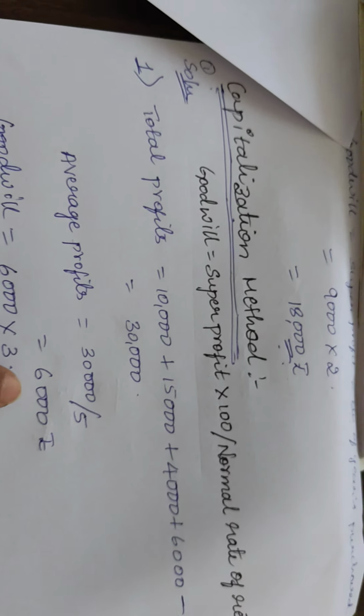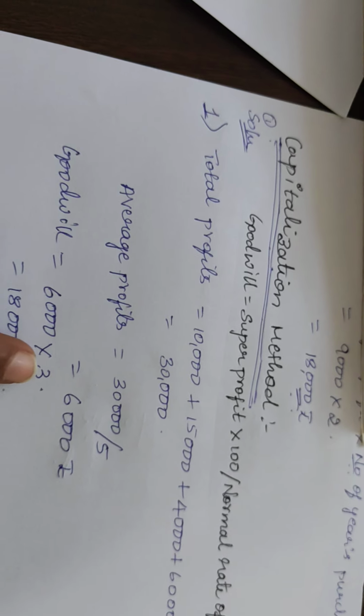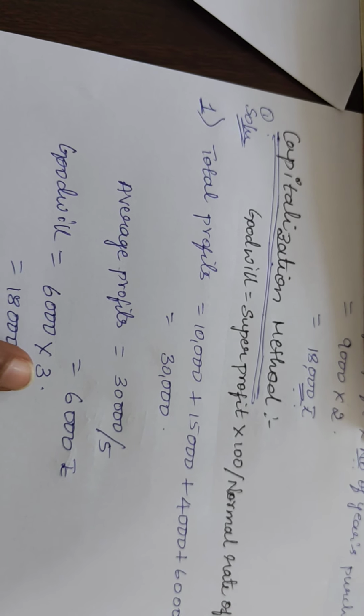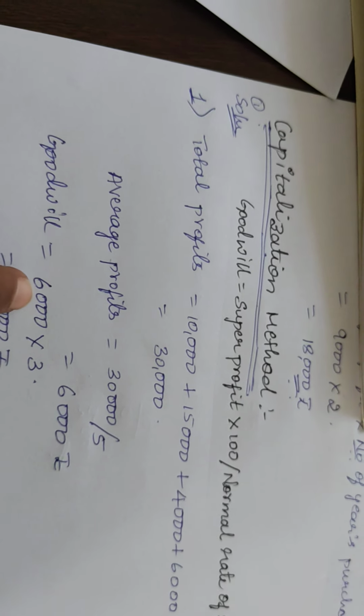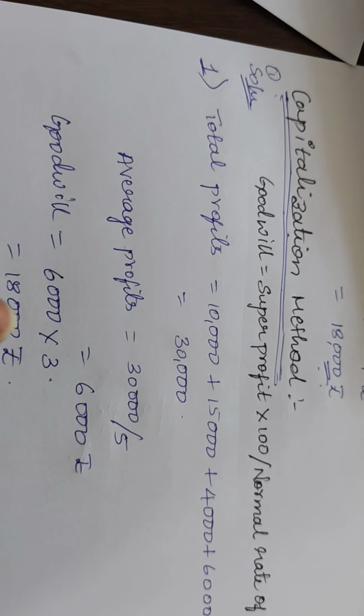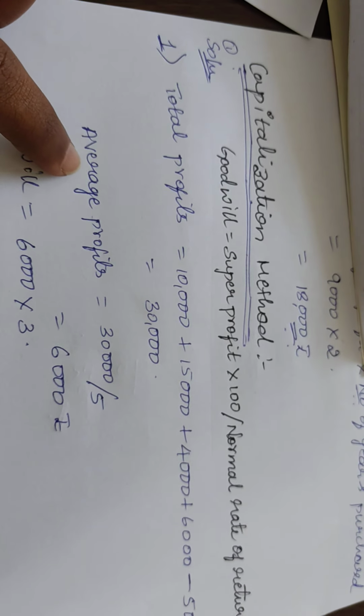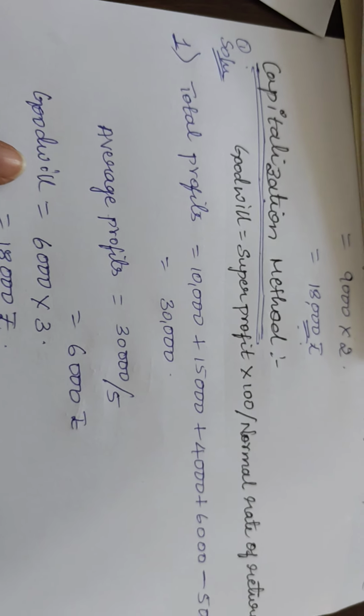Then we have to calculate goodwill for the first one, that is 6,000 into the number of years of purchase, that is 3 years they have given. 6,000 into 3 is equal to 18,000. So this is the solution for the first point. We have calculated total profit, next we have calculated average profit and goodwill.